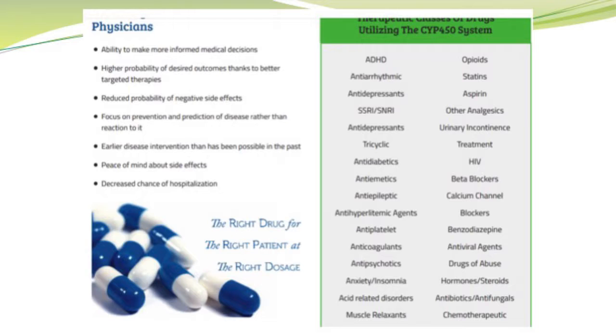And the advantages are its ability to make more informed decisions, right? So now when you see that patient, you don't necessarily just have to add a new drug. You know a little bit about it, so you can say, you know what, we probably just need to increase the dosing and we'll get the right effect because you're a fast metabolizer. Higher probability of desired outcome, right?